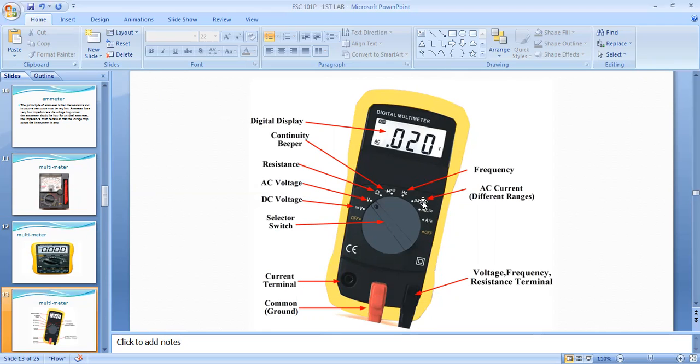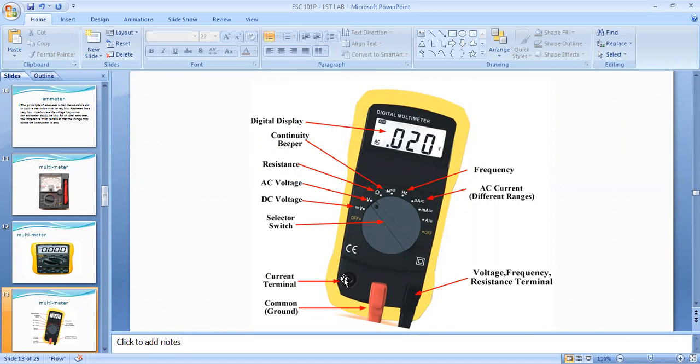In the right hand side you can clearly see, as I also discussed, you can measure the frequency and the AC current. At the bottom of the multimeter, you can see there are three holes. In the first two holes, two jacks are connected. One jack is for common, and the other is for voltage. And this one is for the current terminal.